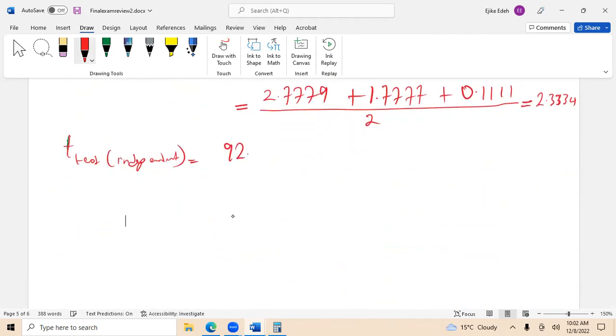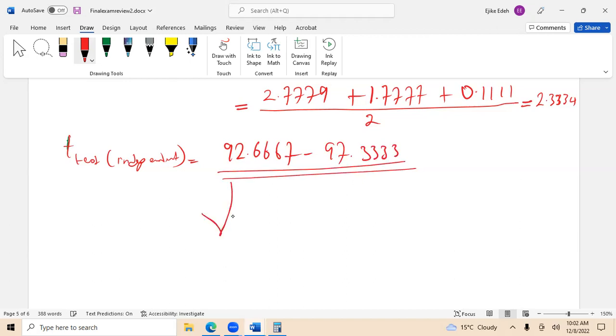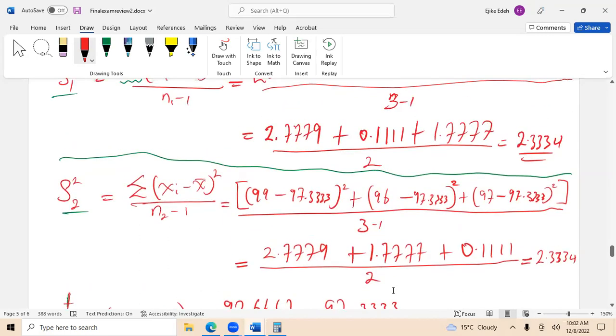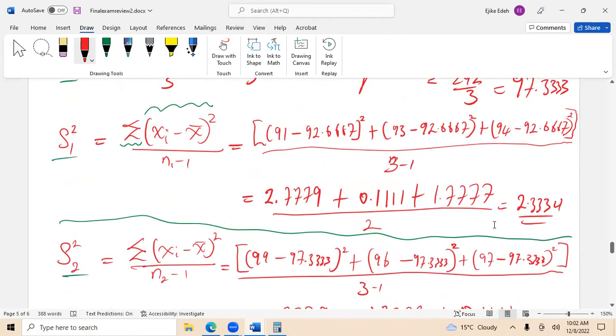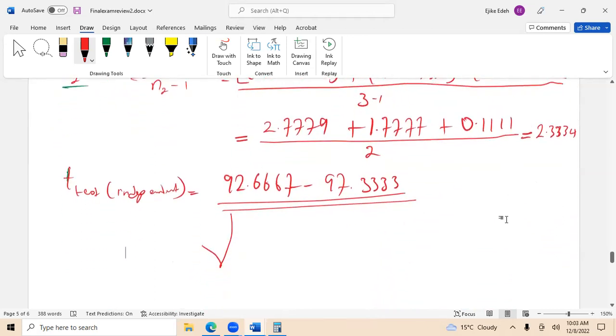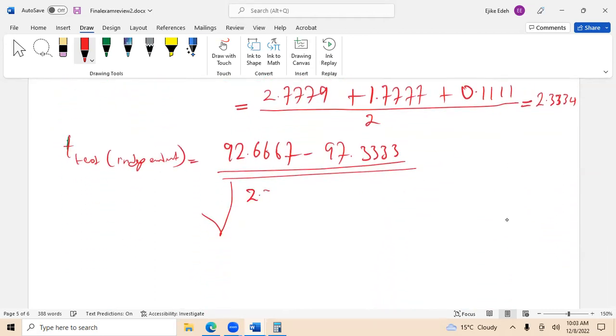So we have 92.6667 minus 97.3333, divided by the square root of the variance of group 1 over N1 plus the variance of group 2 over N2. The variance of group 1 is 2.3334, and both of them happen to be the same. So we have 2.3334 divided by N1, which is 3, plus 2.3334 divided by N2, which is 3. Notice the coincidence that we have the same value. So we'll go ahead and simplify this.